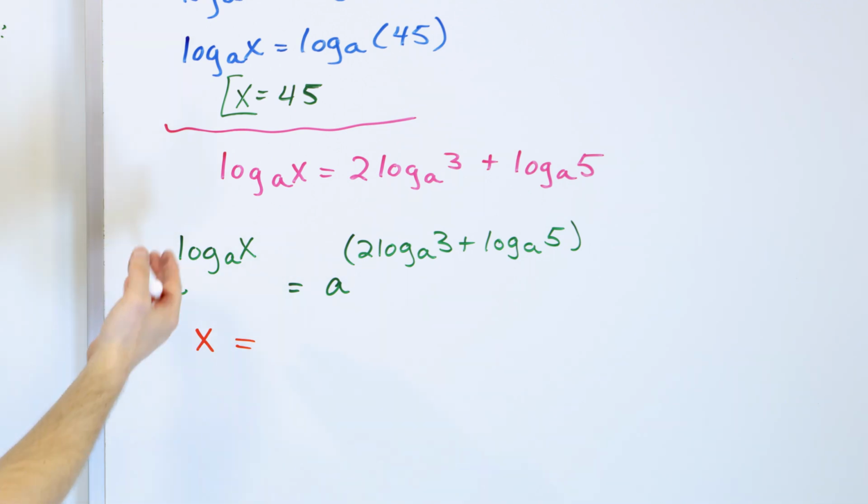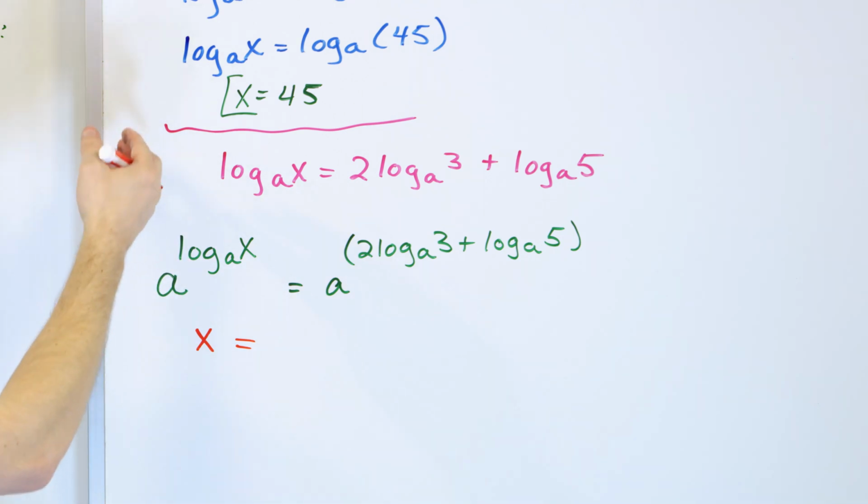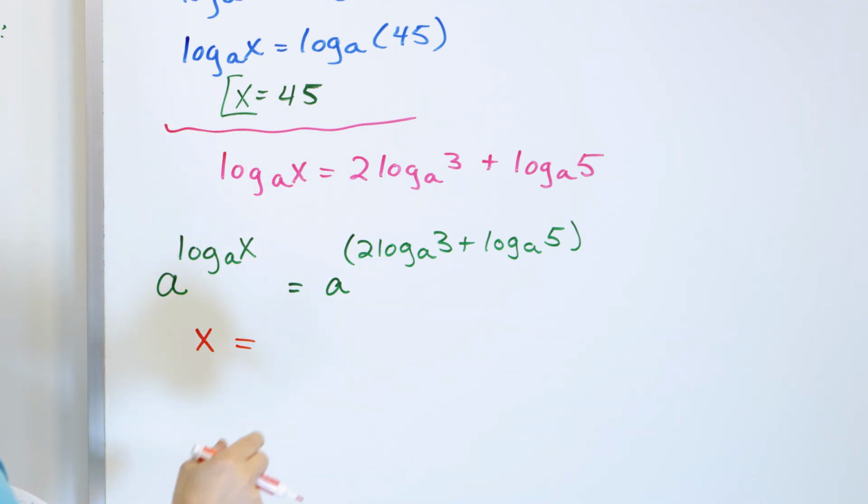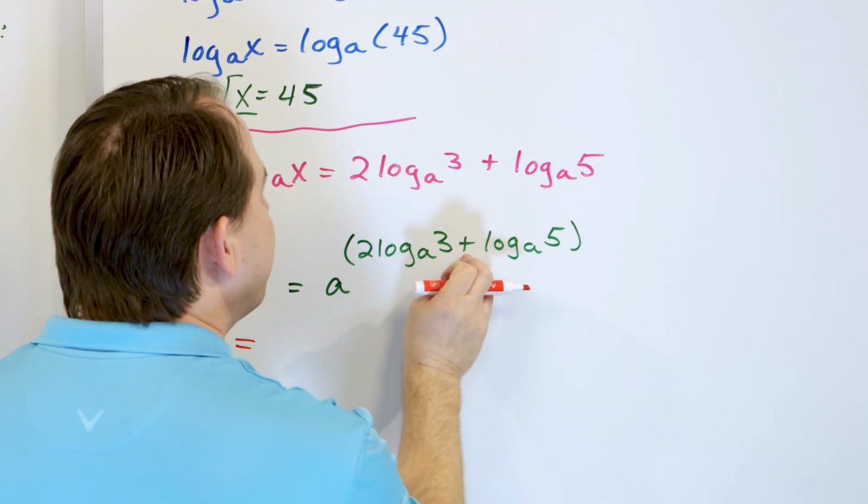Just like 4 over 4, they cancel. 5 over 5, they cancel. 10 over 10, they cancel. A to the power of log base a, they cancel. So the x drops out. On the right-hand side, I have all of this stuff. But notice that in the exponent here, I have a plus sign.